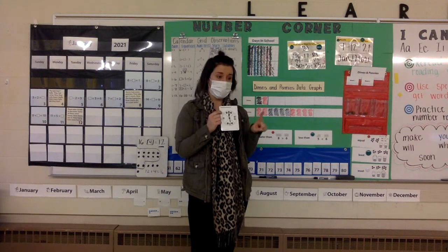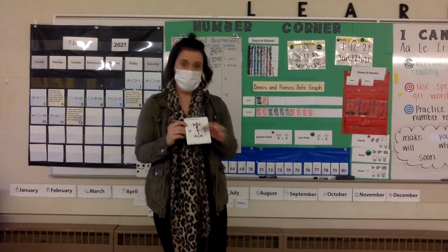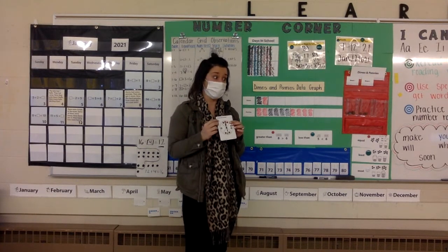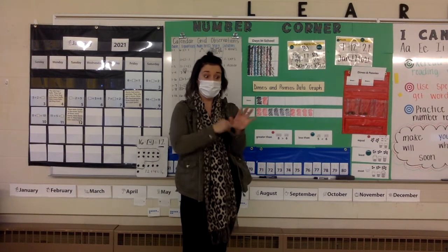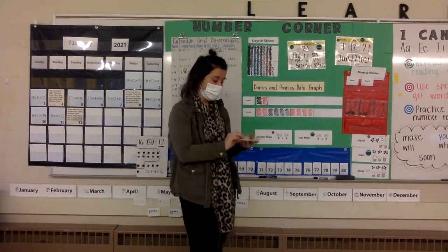What 2 points do we have on our spinner again? Mila? 2 pennies. We have pennies and what else? And dimes. We have dimes and pennies. What is a penny worth? Show me with your fingers. Just one. What is a dime worth? Show me with your fingers. 10. And it's our little silver coin. Are you ready?